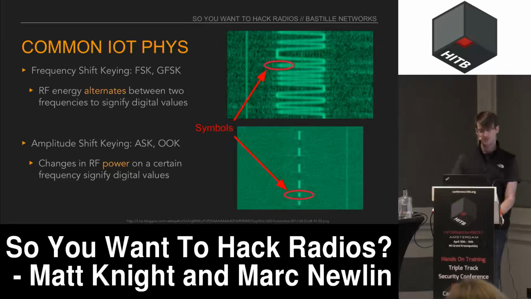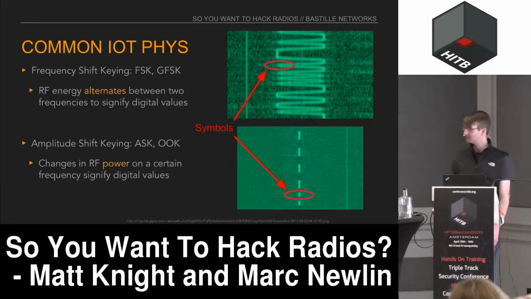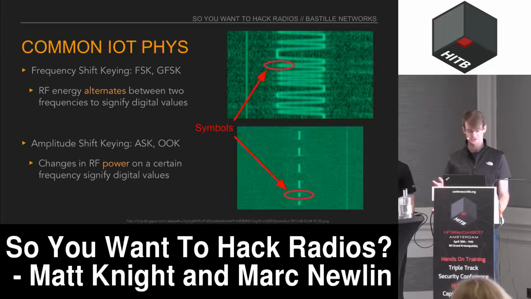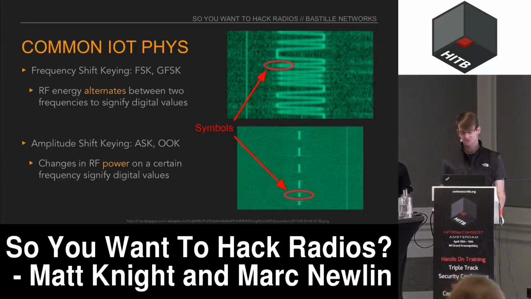And we can illustrate that by looking at 2 common IoT PHYs. We'll look at frequency shift keying and amplitude shift keying. So FSK is on top. And essentially what's happening is the RF is alternating between 2 frequencies to signify digital values. Now, to contrast that with ASK, amplitude shift keying, instead it's changes in RF power that signifies what's a 1 and what's a 0. So up top we have 2 frequencies, and in this case a symbol is the signal dwelling on one of those frequencies for a discrete sampling period.